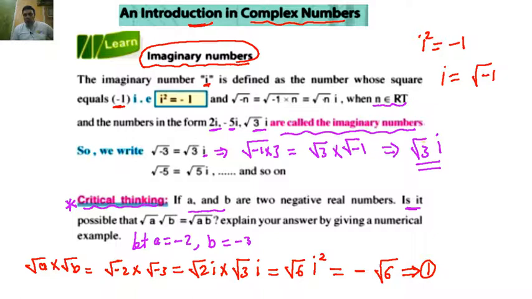Number 2, the right side: the square root of a times b equals the square root of negative 2 times negative 3. Negative 2 times negative 3 under the square root. Then the result equals square root of 6. This is the right side. We notice that the left side equals negative square root of 6 and the right side equals square root of 6. Then the two sides are not equal. So the relation square root of a times square root of b equals square root of a times b does not hold here.